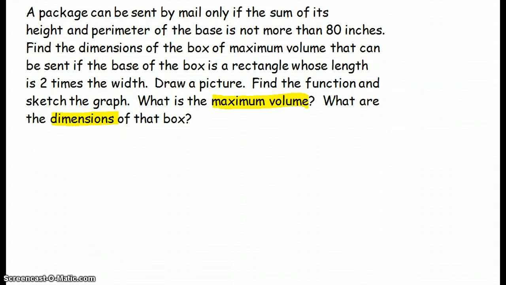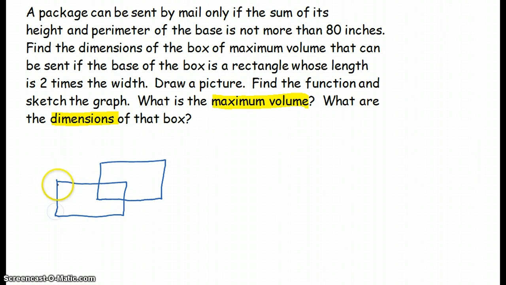So it's a package that has a rectangle as the base. So I'm going to draw a rectangle as the base. And it's going to be a three-dimensional box. So I'm going to make my box here. And what they tell me about this box is about the base. They told me that the length was 2 times the width. So I'm going to label my width here W, and this side will be 2W.